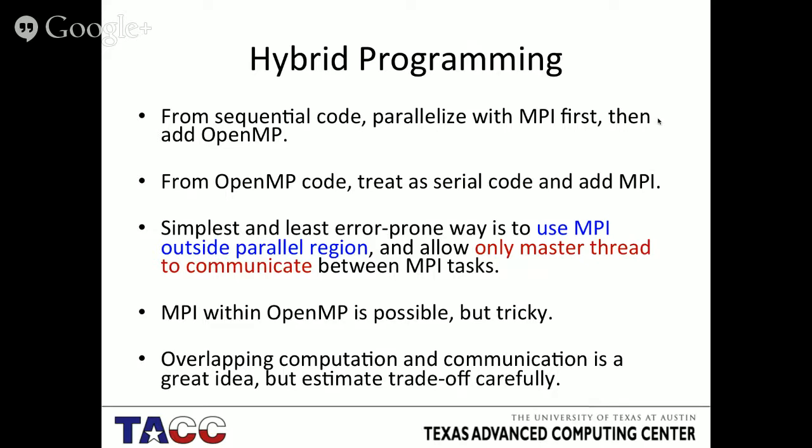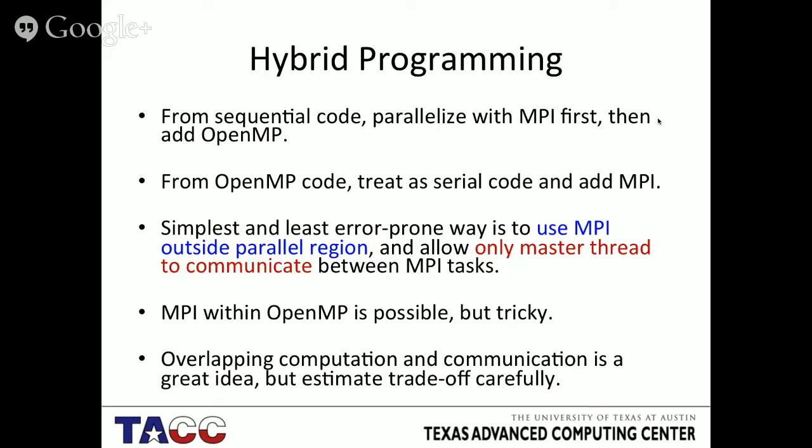Once I have that, I would add OpenMP, because I already have a communication pattern that works and is efficient, and I just need to essentially parallelize probably my inner loops, well, not the innermost loops, but my heavier loops with OpenMP. If you already have an OpenMP code, then it's different.